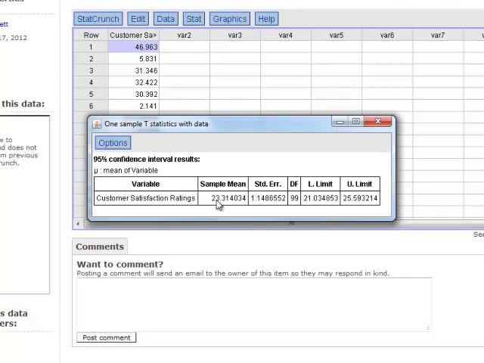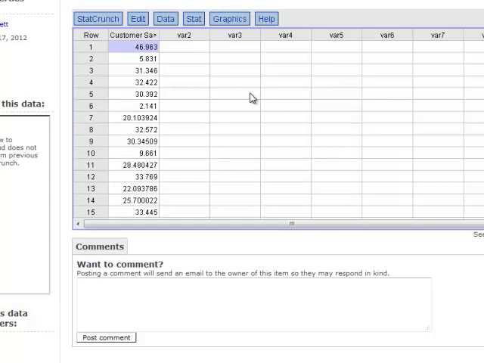So here it says the sample mean for this sample of 100 values is actually 23.3. The standard error, if you recall, is the standard deviation divided by the square root of n, is 1.14 or 1.15. The degrees of freedom is 99 because we had 100 individuals, and so 100 minus 1 is 99. The lower limit for the confidence interval is 21.03, and the upper limit is 25.59. So that's how we come up with that confidence interval. That's a 95% confidence interval for our mean.